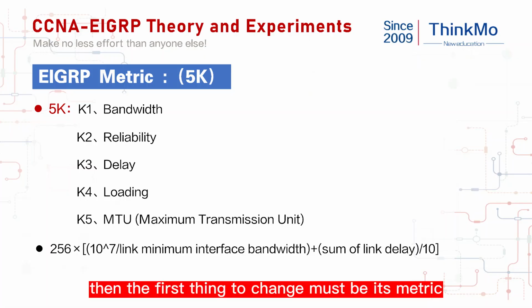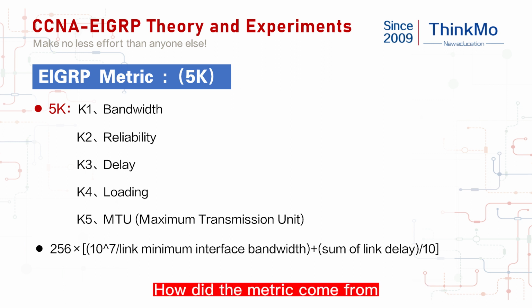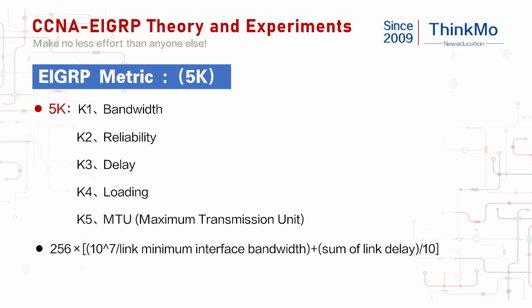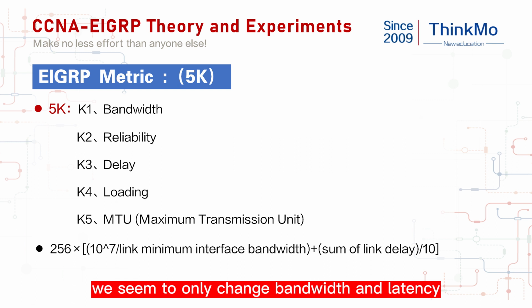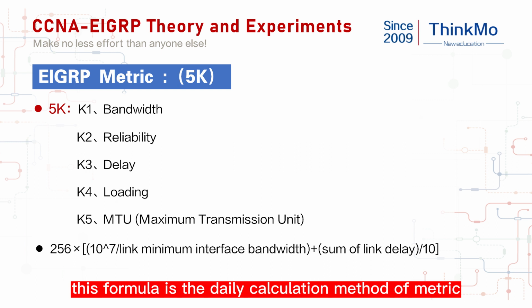Then the first thing to change must be its metric. How is it modified? How did the metric come from? It is based on these 5 parameters. But usually, we seem to only change bandwidth and latency. We only refer to these 2. And everyone can see there is a formula under it. This formula is the daily calculation method of metric.